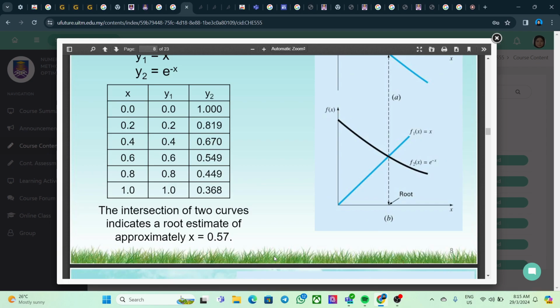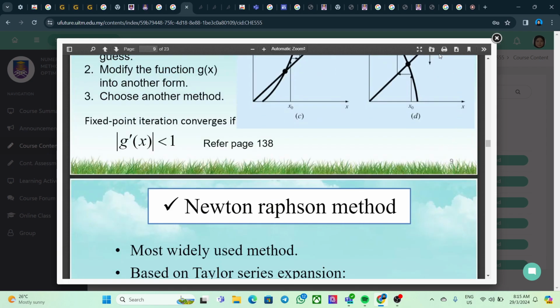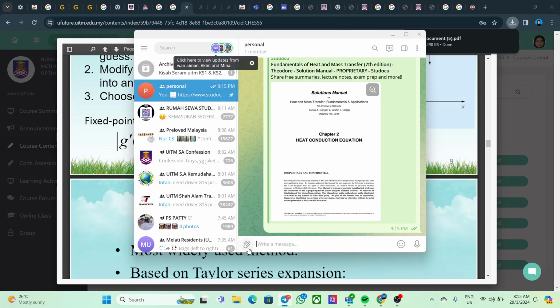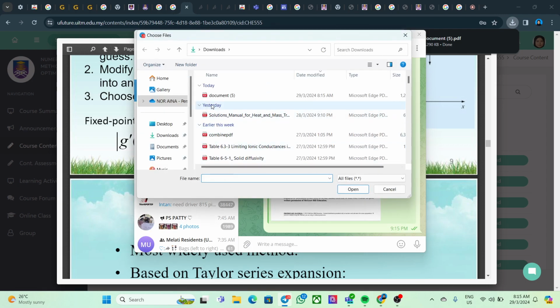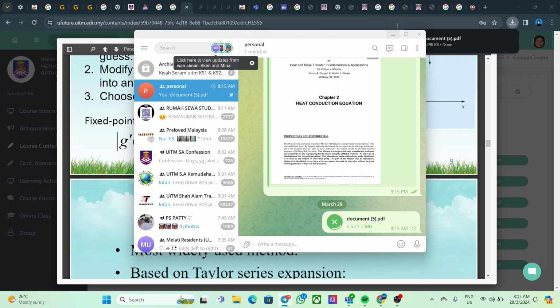So how are you going to overcome this problem? To overcome the problem of divergence, you can either choose a different initial value, or modify the function into another form, or choose another method. Actually, you cannot do number one, and you cannot do number three.